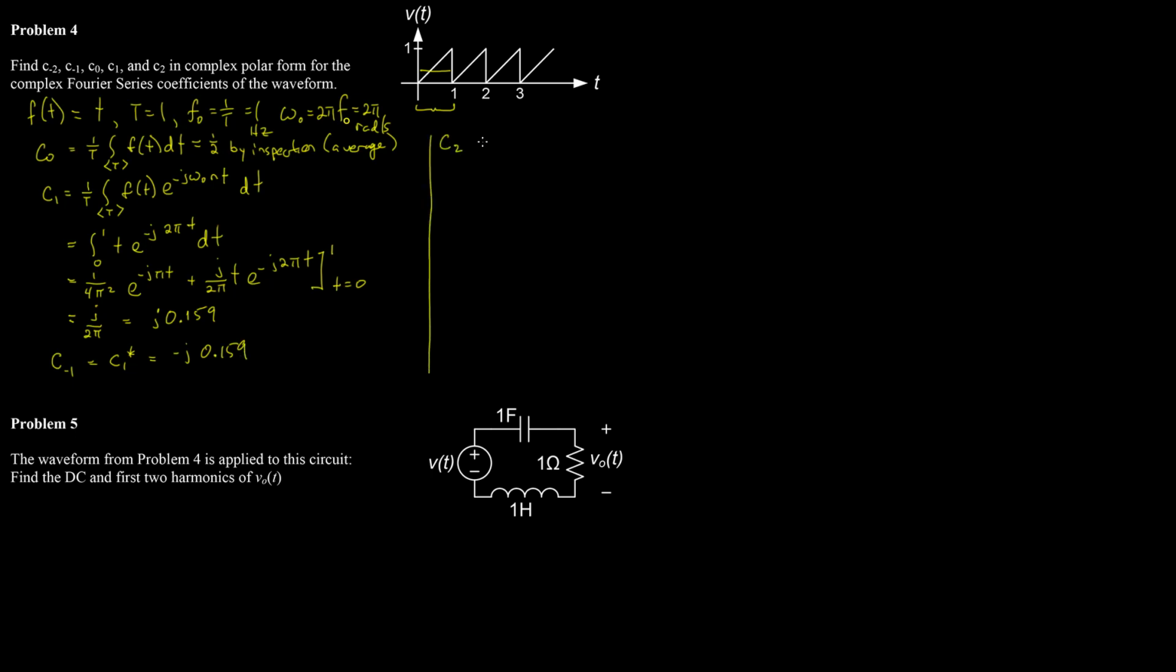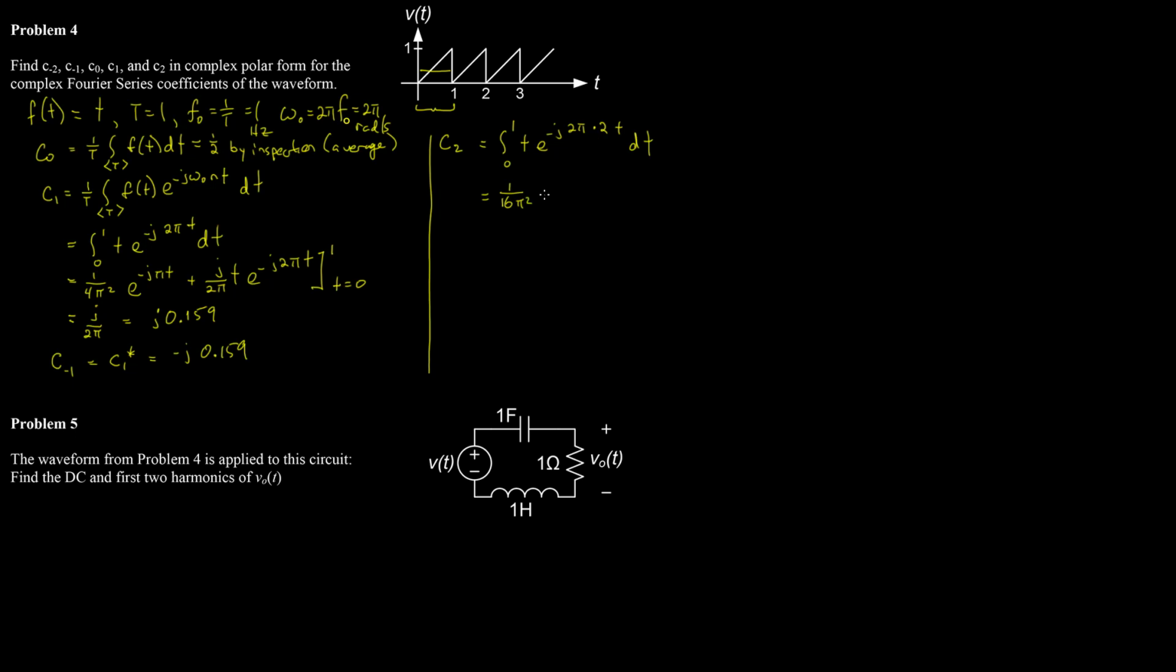All right, that's half of the units. Let's find C sub 2. C sub 2, using the same formula, is 1 over T, which is 1, times the integral between 0 and 1 of f of t, which is t, times e to the minus j omega naught, which is 2 pi, but now we're going to multiply that by our n of 2, t dt.